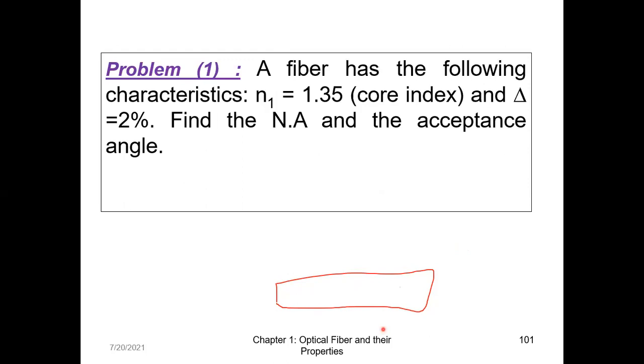Okay, so write down the first question. Instead of dictating, I have typed it out. A fiber has the following characteristics. It is just a very small formula problem, like a child's exercise, but it comes in the exam. The core refractive index is 1.35, and delta, the relative refractive index, will always be given in percentage. That is 2%, and you have to convert it, so it will be 0.02. Remember that. Many times students directly take the figure 2 and start working. Please don't make that mistake.